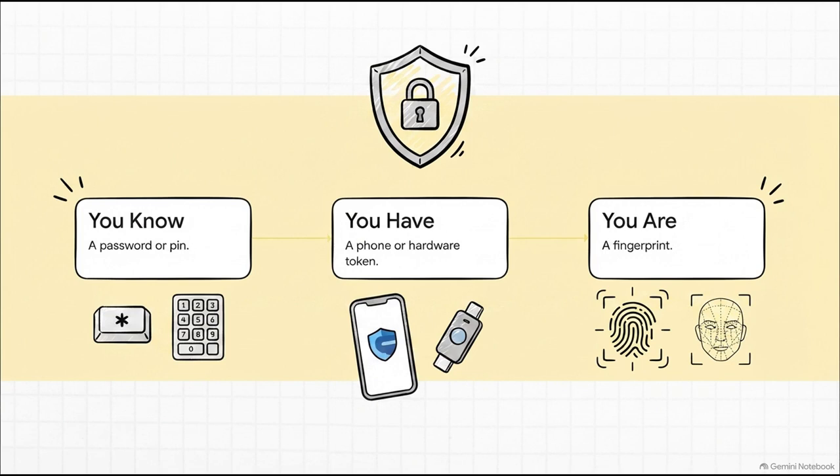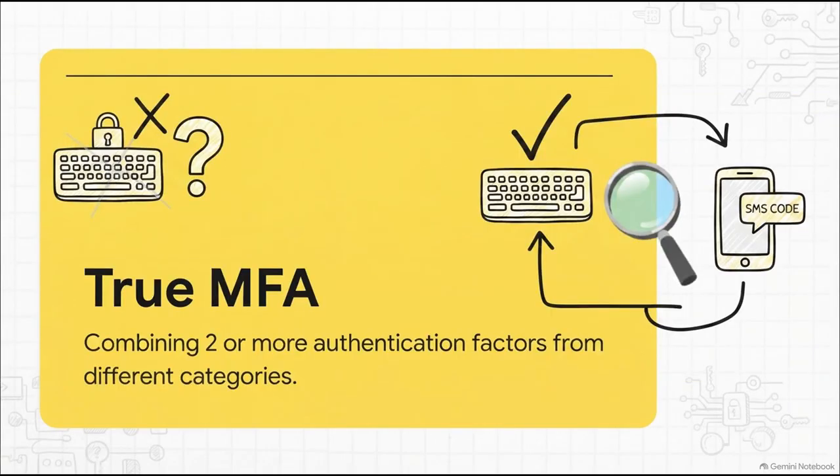Let's look a bit closer at that very first step, authentication. Actually proving you are who you say you are usually falls into three traditional categories. First, something you know, like a password or a PIN. Second, something you have, like a physical smart card or an authenticator app on your smartphone. And third, something you are, which basically refers to biometrics, like your fingerprint or facial recognition. And this brings us to a buzzword you've probably heard a million times: multi-factor authentication, or MFA.